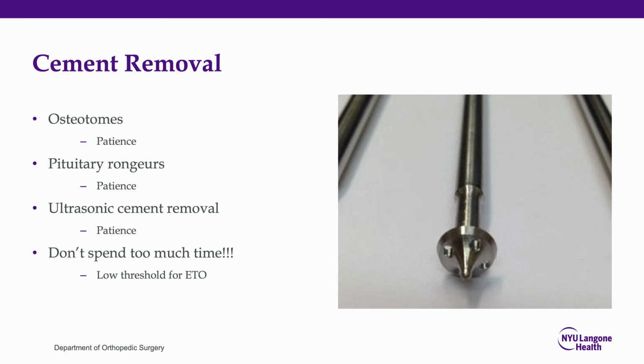When it comes to cement removal, there's lots of tools available to you. There's osteotomes, pituitary rongeurs, ultrasonic cement removal. All these things require patience. And while it's important to be patient while you do each of these things so you don't damage the bone, you don't want to spend too much time. And so you should have a low threshold for an extended trochanteric osteotomy.